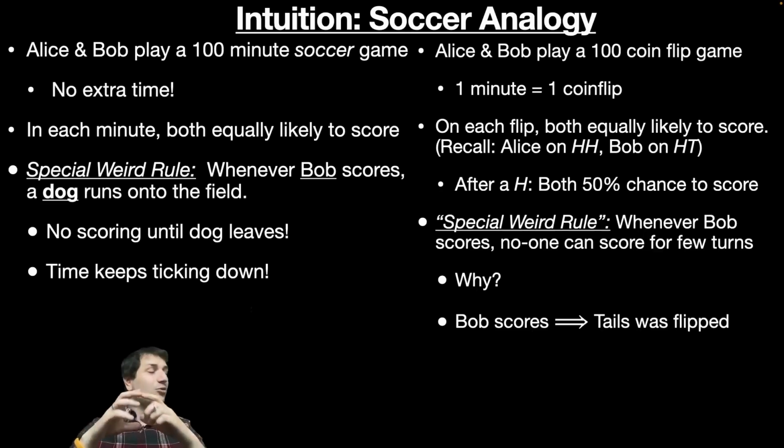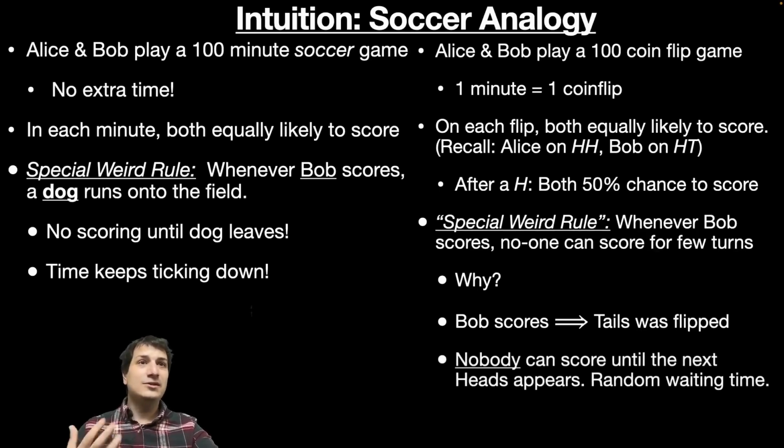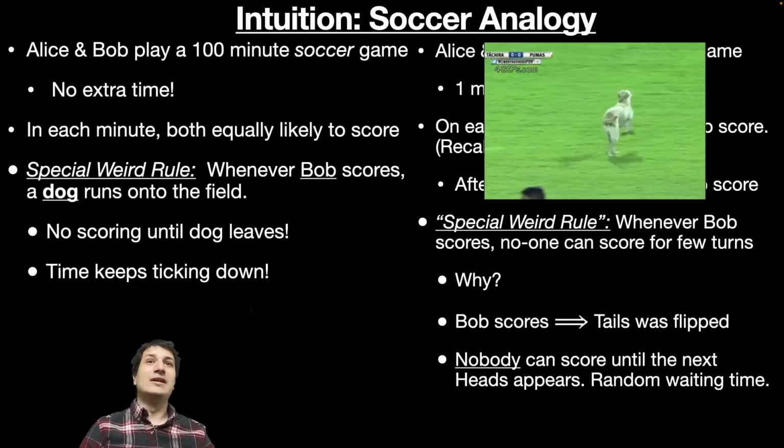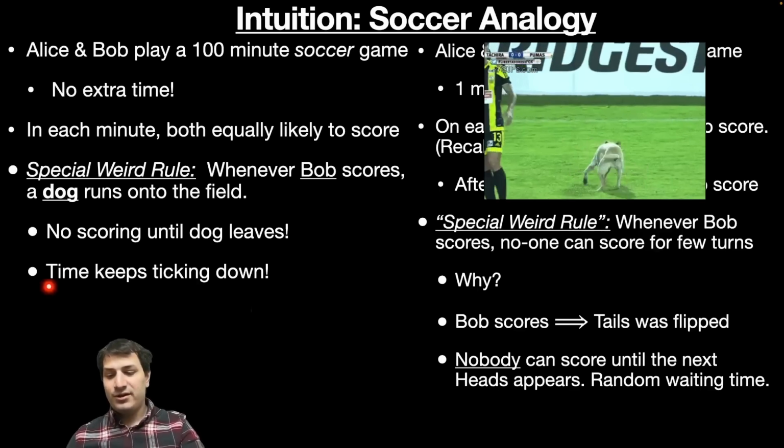So a tails is sort of like the dog being on the field. Every time a tails comes up, Bob has scored his goal after a heads, tails. And then there's some sequence of tails, maybe only one tails, but maybe like 2 or 3 tails, maybe even more. And while this is happening, neither Alice nor Bob can score. They cannot score until the next heads comes up. So this tails being flipped is a little bit like the dog running onto the field. And there's some amount of time that is wasted every time Bob scores. And it's just like this situation over here in the soccer game.